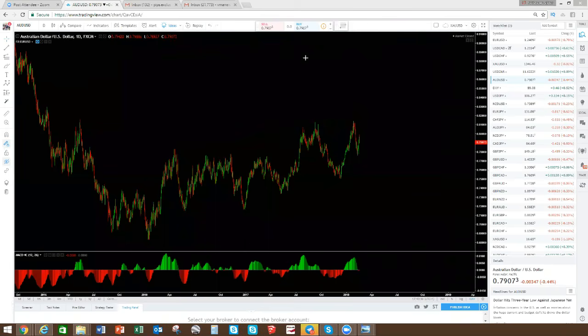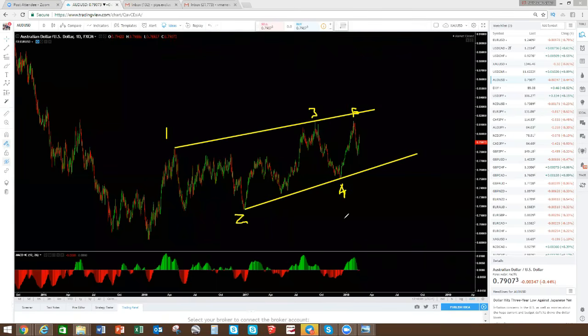We'll do it with yellow color. Look at this. This could be your 1. This could be your 2. This could be your 3. This could be your 4. This could be your 5. Okay. But there's a possibility that this is actually a 1, 2, 3 flat correction, and this 4 is actually here, and we're still going to get a 5.